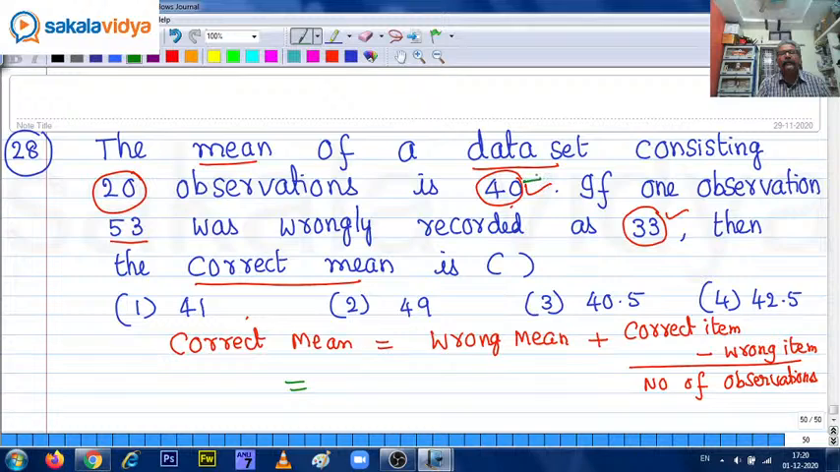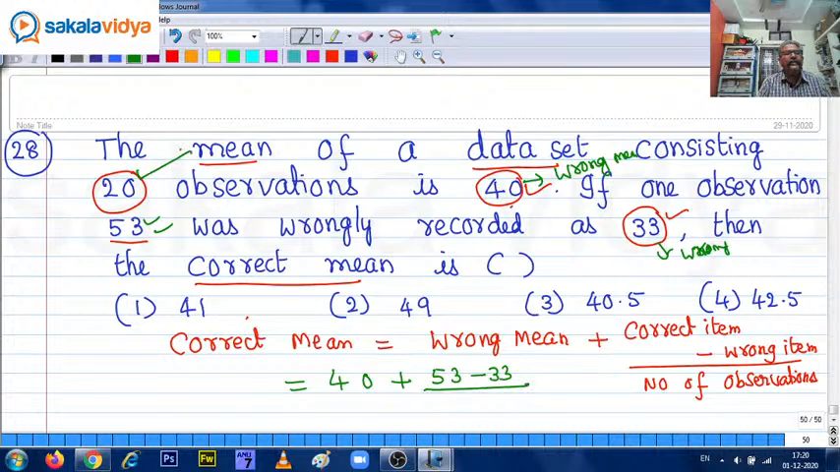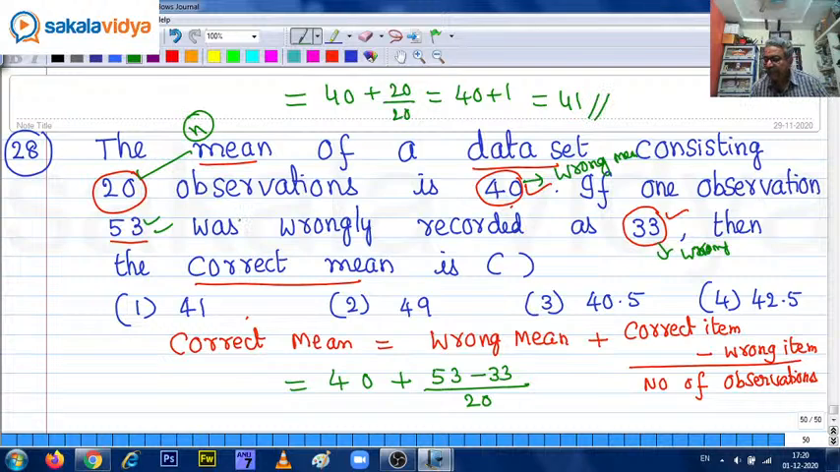See, this is the wrong mean. This is wrong. This is correct. So correct mean is equal to 40 plus correct item 53 minus wrong item 33, upon number of observations, which is n. This is 20. So we get 40 plus 20 upon 20. So 40 plus 1 equal to 41. Correct mean is 41. Kottapelli Sai Vamshi, check your options now. Option 1, first option is the right option.